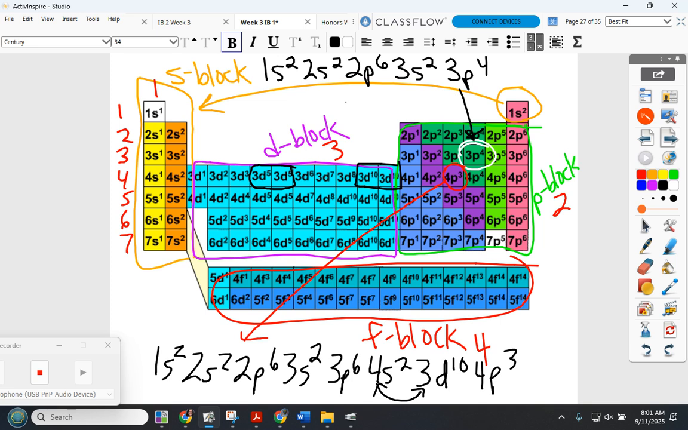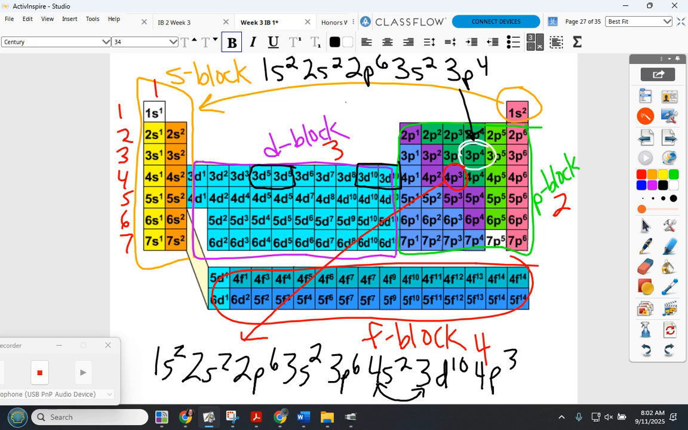And we looked at drawing that configuration out as 1s, the first energy level, the S sublevel, it contains 2 electrons. Then we move to the 2s, the 2p. The P sublevel contains 6. This P sublevel is full.